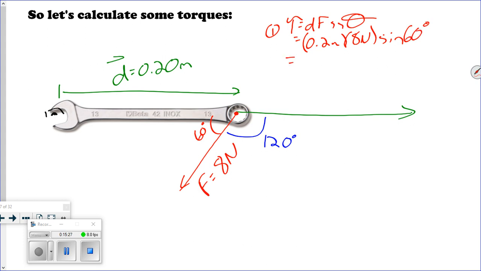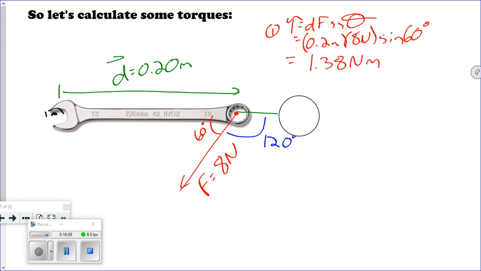So sine of 60 is not a half. I wish I had made that 30 degrees, because now I got to grab my calculator. In my notes, I used 30. So we're going to have 0.2 times 8 times the sine of 60, and you get 1.38 newton meters. Okay, slightly less torque than when the force was perpendicular, because only part of the force is now actually producing torque. All right, so that's that.